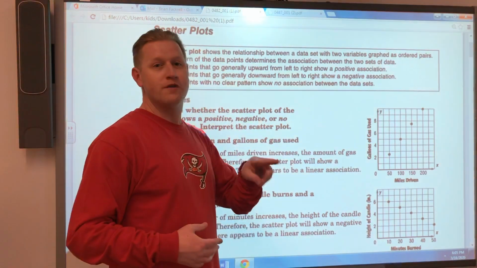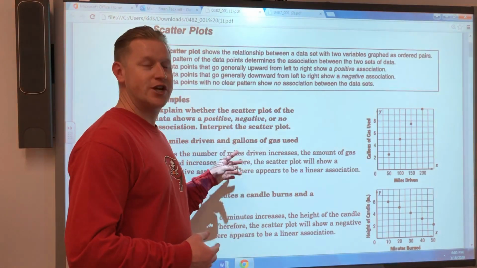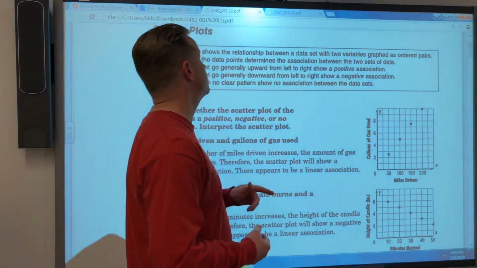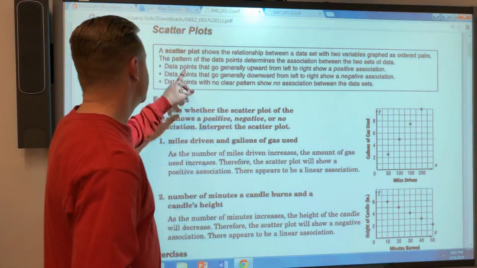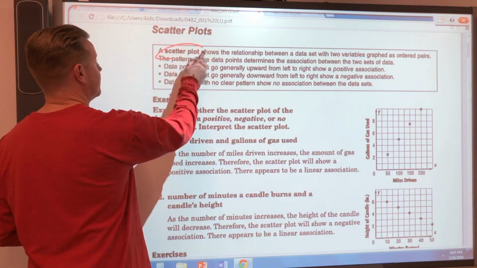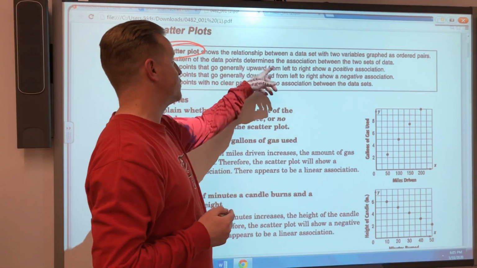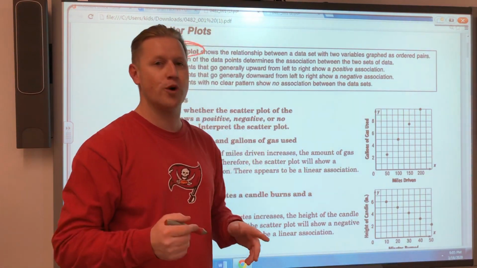So, we're going to go over two lessons today from our Glencoe Math, McGraw-Hill, Course 3, Chapter 9, Lessons 1 and 2. This has to do with scatter plots and data analysis. So when we're looking at a scatter plot, what is a scatter plot? It shows the relationship between a data set with two variables graphed as ordered pairs.